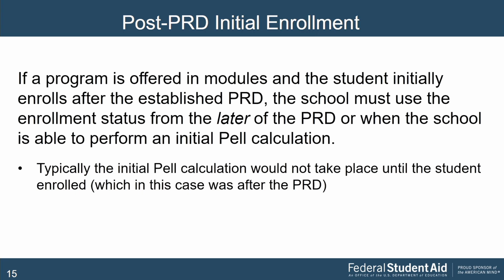Next, we have programs that are offered in modules. If the student initially enrolls after the Pell recalculation date, the school must use the enrollment status from the latter of the Pell recalculation date or when the school is able to perform an initial Pell calculation. Typically, in this case, the initial Pell calculation would not take place until the student enrolled, which was in this case going to be after the Pell recalculation date.